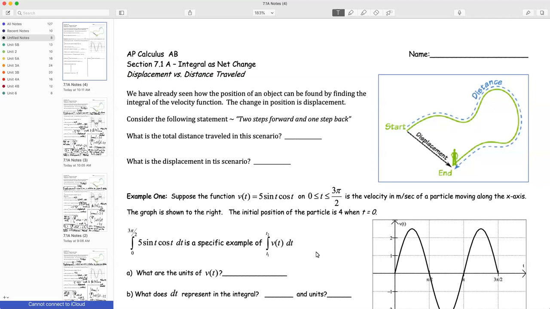So we have already seen how the position of an object can be found by finding the integral of the velocity function. The change in position is the displacement. So if I go 2 steps forward and then 1 step back, the total distance I have traveled in this scenario is 3 steps. However, the displacement in this scenario is 1 step.